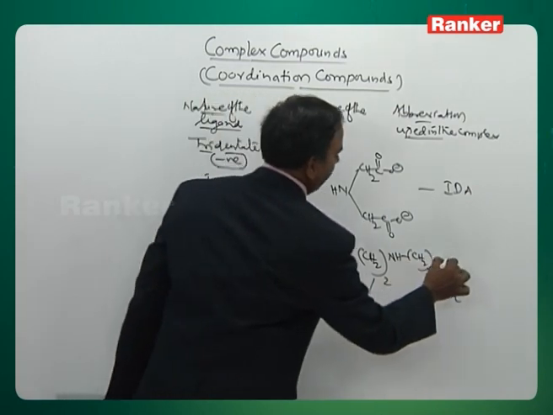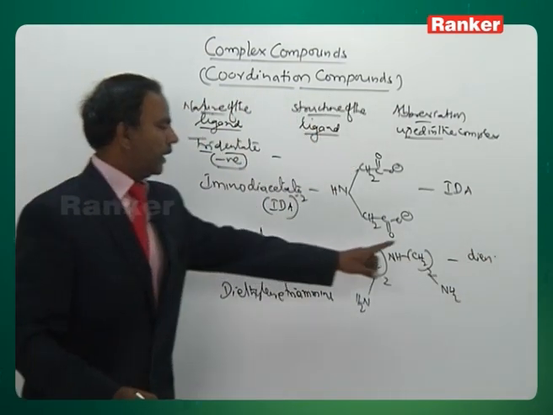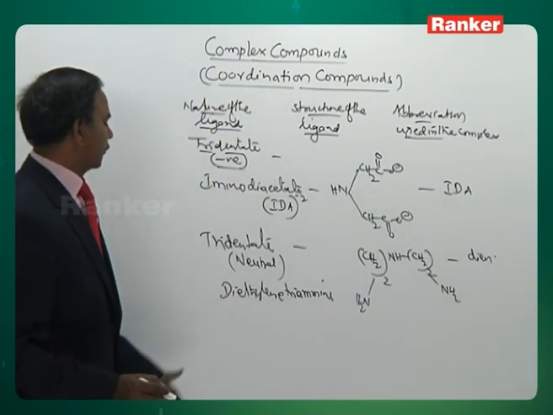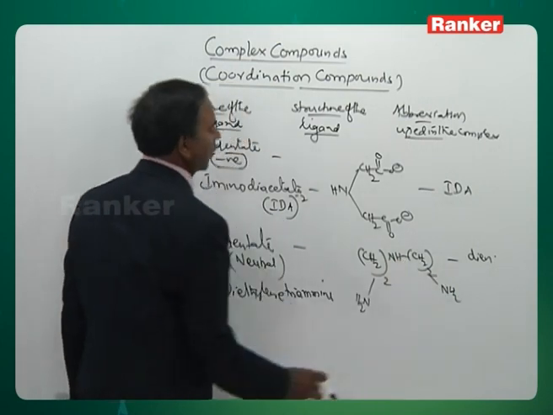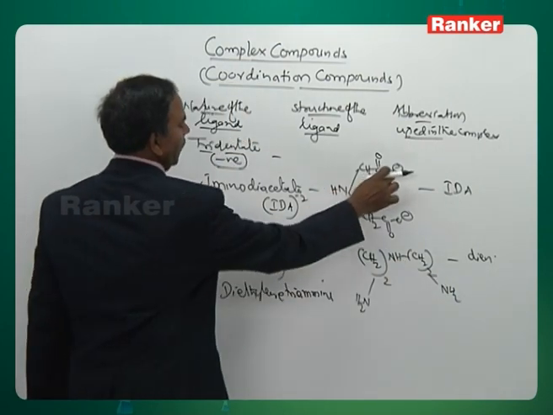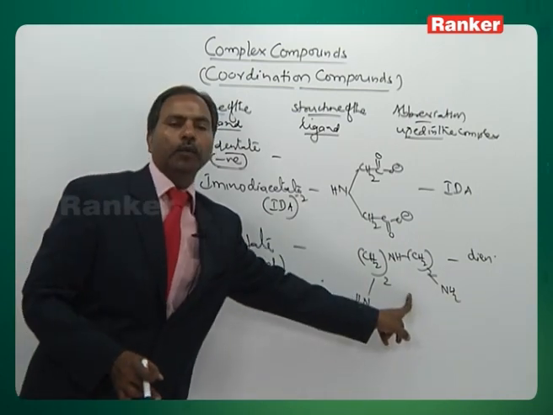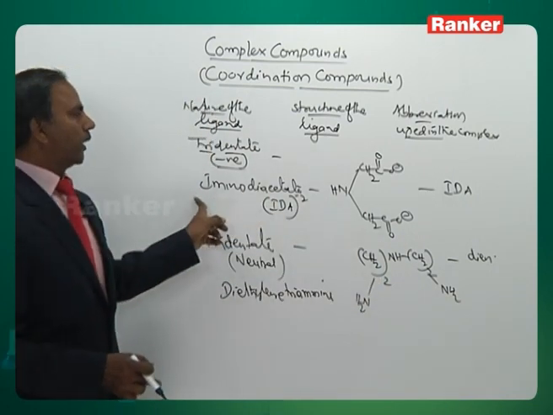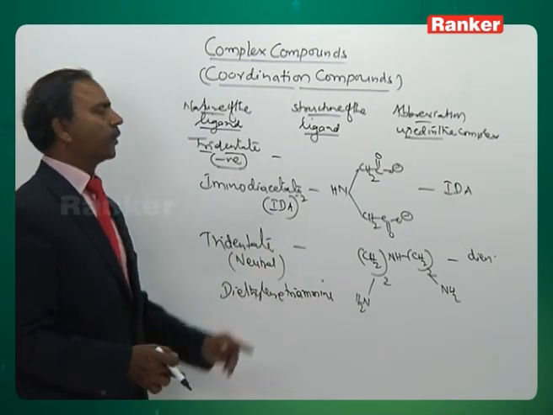In the complex it is represented simply as dien. Dien stands for diethylene triamine. This is tridentate: the first donor, second donor and third donor. So, tridentate negative ligand, tridentate neutral ligand. One is a negative ligand, one is a neutral ligand. These two are the important ligands under tridentate.